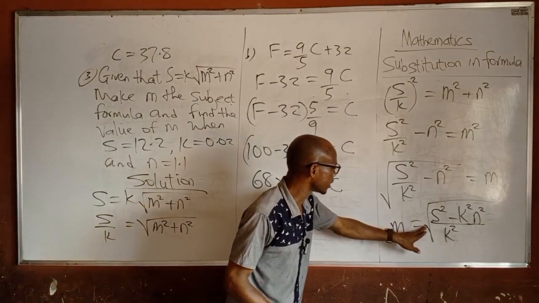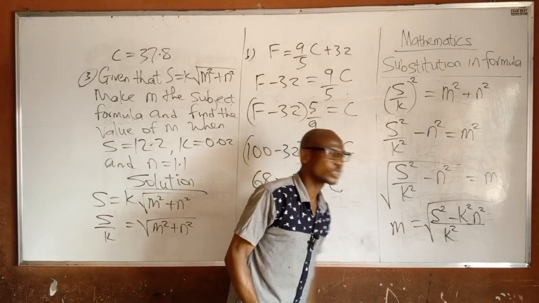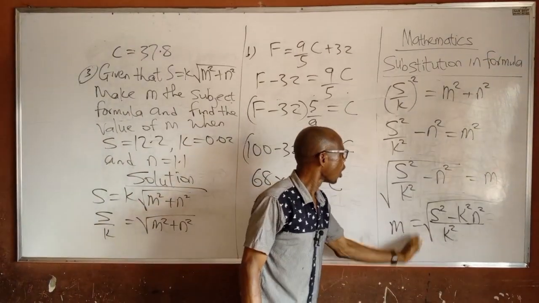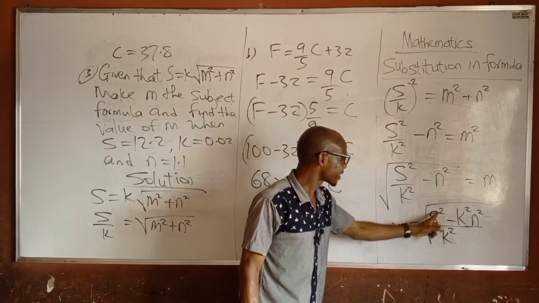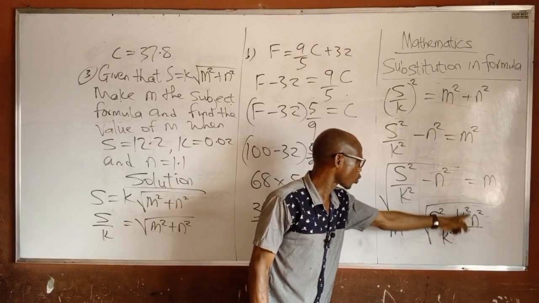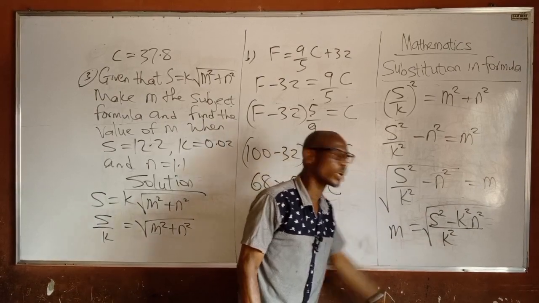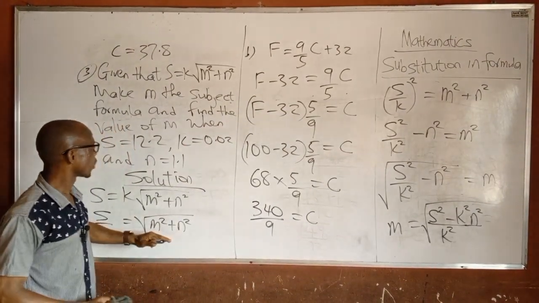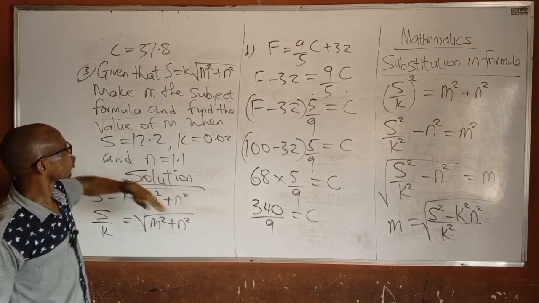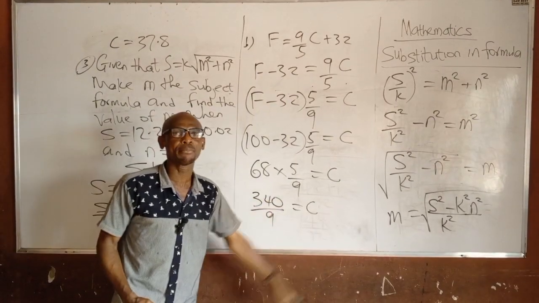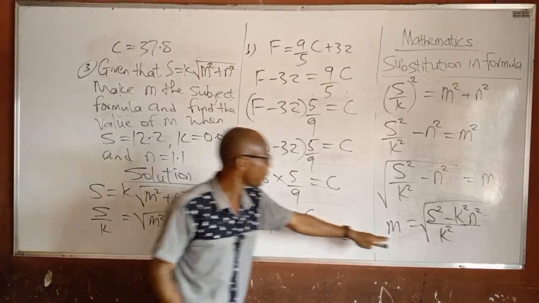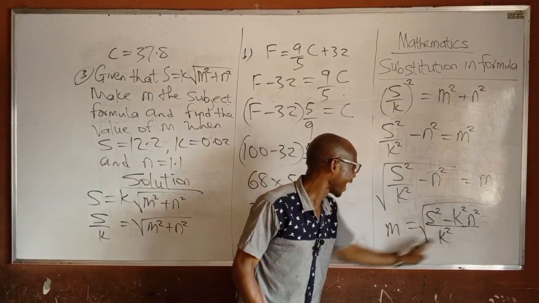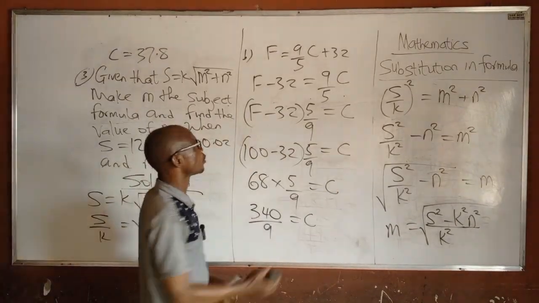So we can make use of this as our change formula. m is now equal to all the square root of x square minus k square n square all over k squared. So the next question that we have is, we are going to look for the value of m. We'll look for the value of m by substituting the values of x, k, and n into this new formula.